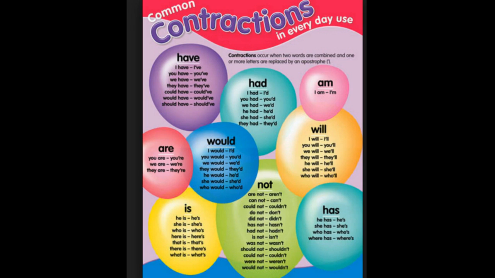Again, we have a chart of contractions. In each balloon, they have put contractions that can be made using the verb at the top. Let's look at the pink balloon that says am. We see I am. You can make the contraction I'm. Looking at the yellow balloon that says is, we have he is, he's, she is, she's, who is, who's, here is, here's, that is, that's, there is, there's, and what is, what's. I'm sure you can go over the other contractions with your teacher.